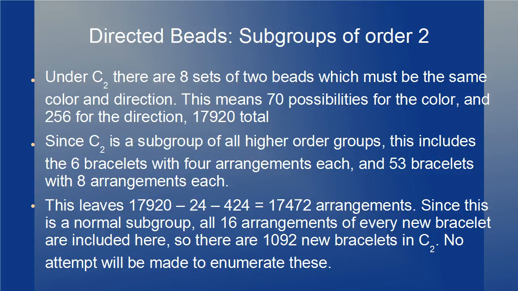17,472. It's a normal subgroup, so we expect all arrangements of any bracelet found here to be also here, so divide by 16 arrangements per bracelet to get 1,092 new bracelets in the cyclic group of order 2. Trust the theory, it works.